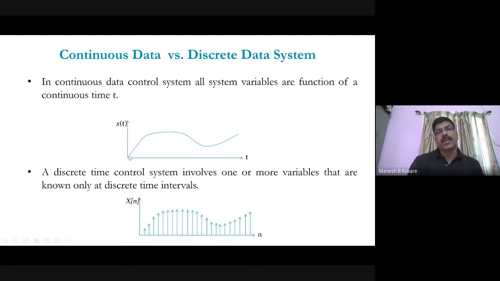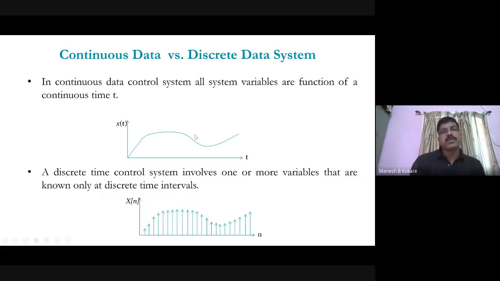See that this x of t is always a function of time. So x of t is a function of continuous time t. Whereas a discrete time control system involves one or more variables that are known only for discrete times, for example x1, x2. So x1 is available at n1, x2 is available at n2, x3 is available at n3. Between n1 and n2 there is no x available, but here x of t is always available.